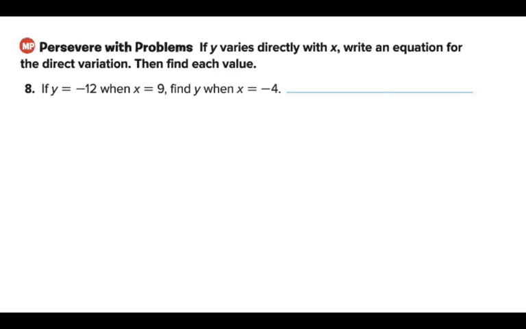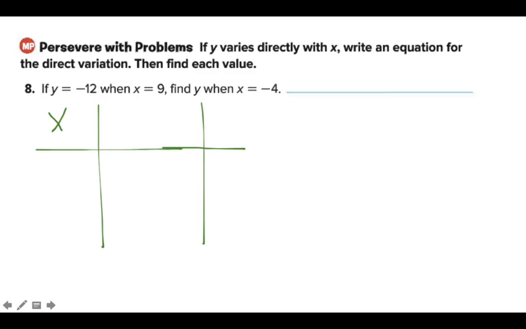Okay, number 8, you have a couple different options on how to get through number 8. Basically, what it's telling us here is if I have a table of x's and y's, I need to find the pattern. So if x is 9, y is negative 12. If x is negative 4, I do not know what y is. Since it says it varies directly, that means there's going to be some sort of pattern.